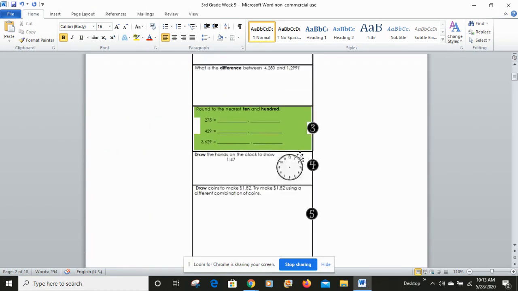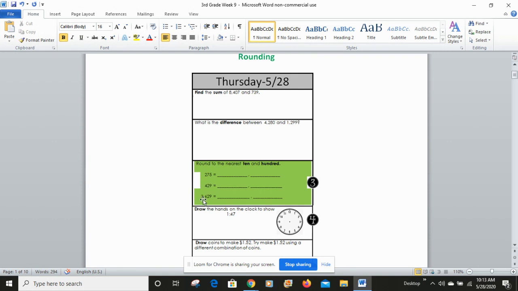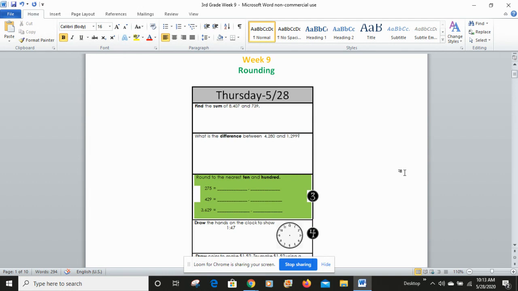So you've got some rounding today, a couple numbers in the hundreds, a number in the thousands. So round them to the 10 and the 100.